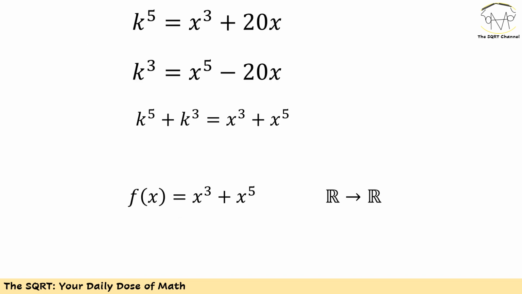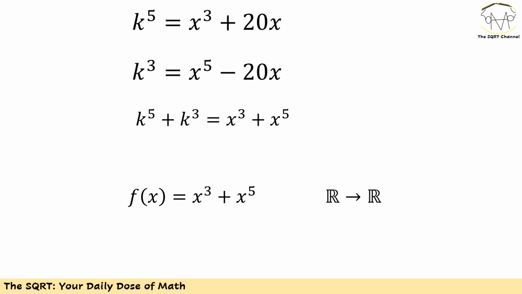Now let's see what I have. I have two equations. I have k to the power of 5 equals to an expression based on x, and I have k to the power of 3 equals to another expression based on power of 5. And the thing that I have here is common, which is 20x. If I add these together, I'm going to end up with k to the power of 5 plus k to the power of 3 equals to x to the power of 3 plus x to the power of 5.